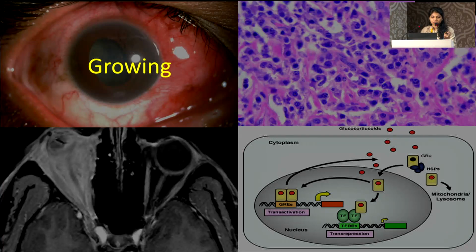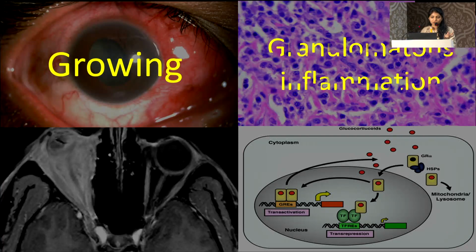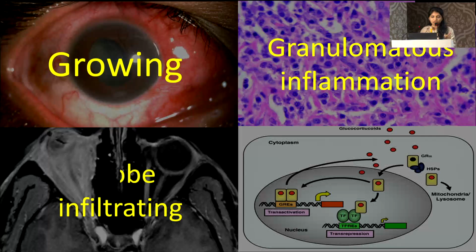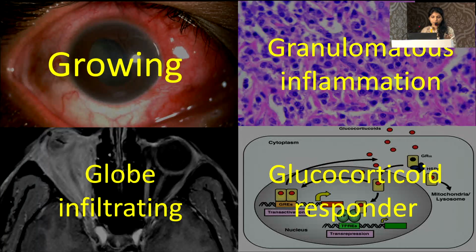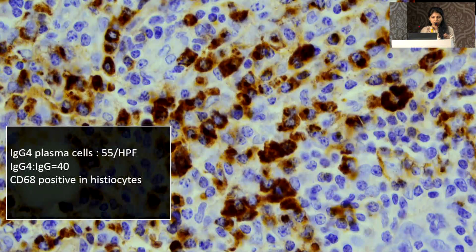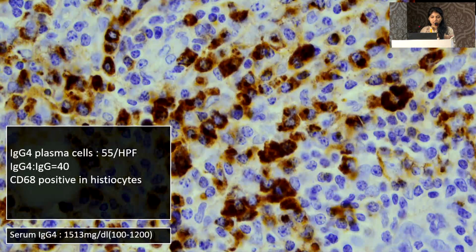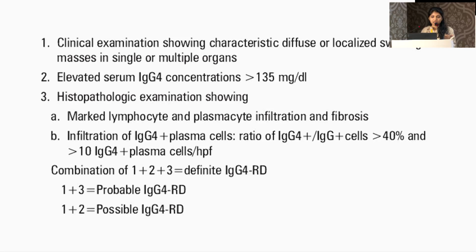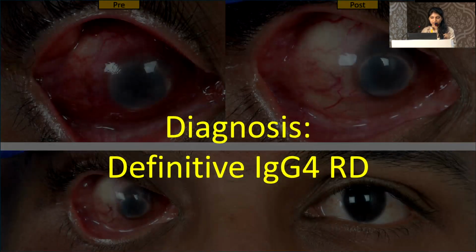Putting the 4 Gs together: a growing mass with granulomatous inflammation, infiltrating the globe completely, and then responding to glucocorticoids. These Gs brought together, also supplemented with the IHC being positive for more than 55 IgG4 plasma cells and raised serum IgG4 levels. As all 3 criteria of clinical, hematological and histopathological were confirmed, we diagnosed the patient with definitive IgG4 related disease.